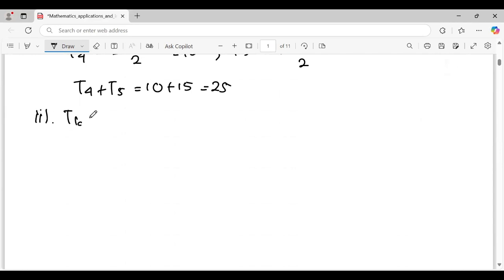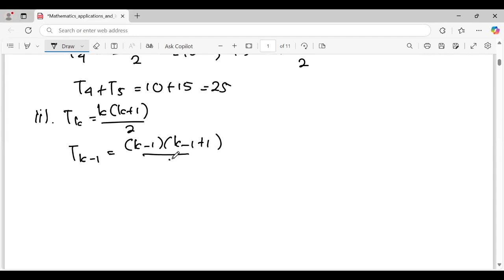Tk is k times k plus 1 over 2, while Tk minus 1 is (k minus 1) times (k minus 1 plus 1) over 2, and it is (k minus 1) times k over 2.